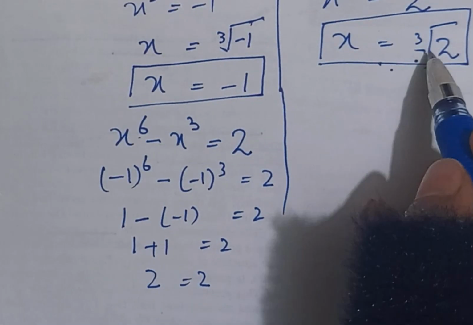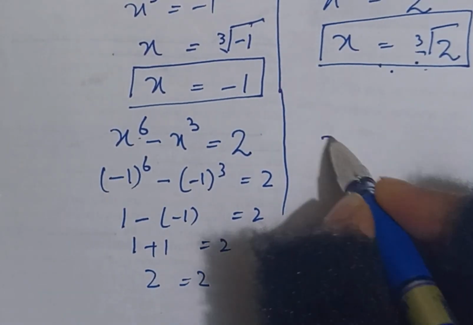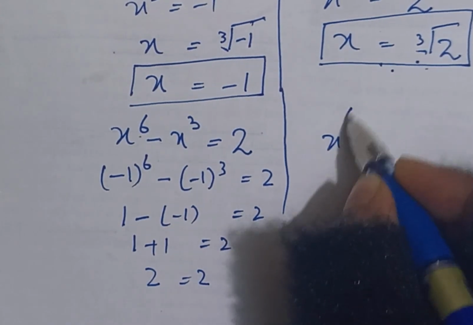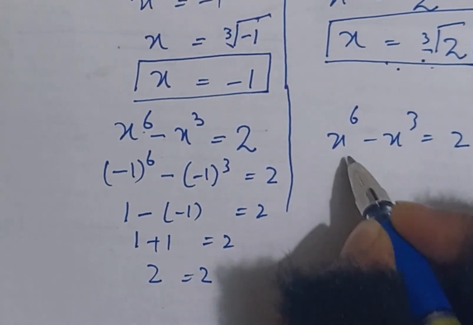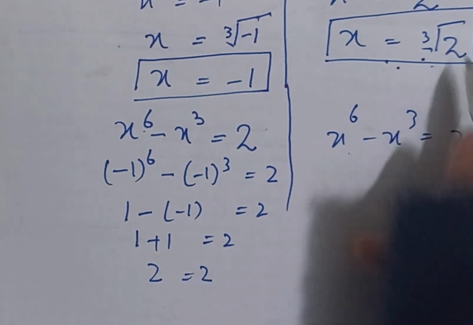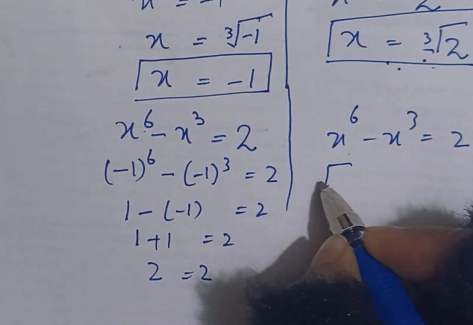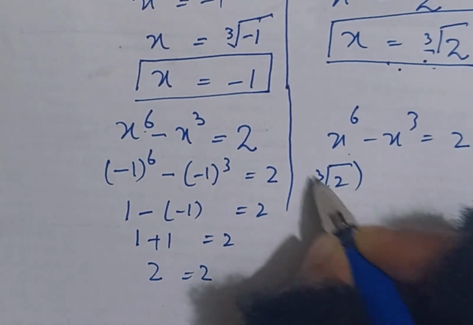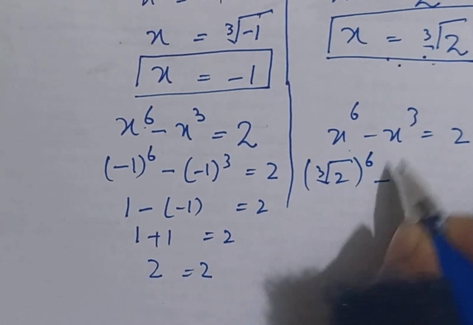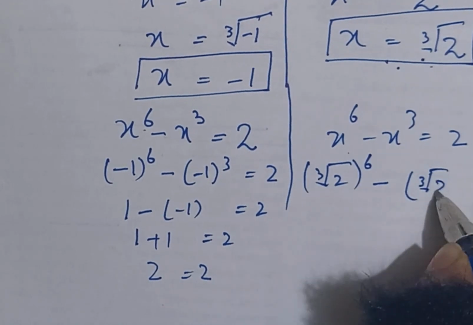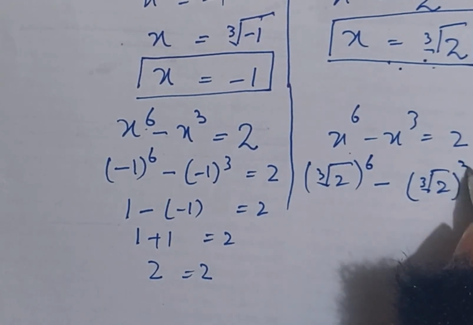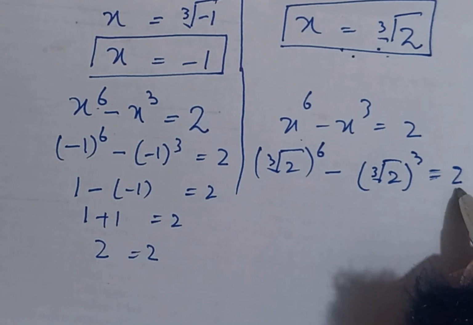Now verify this answer. The question is x raised to the power 6 minus x raised to the power 3 is equal to 2. So now x is the cube root of 2. So this will become the cube root of 2 raised to the power 6 minus the cube root of 2 raised to the power 3. The right hand side is 2.